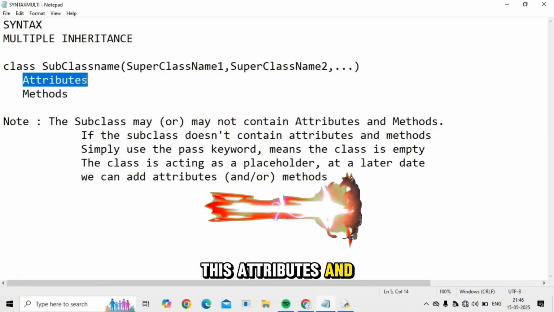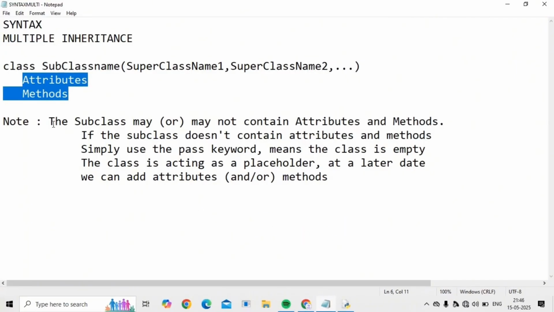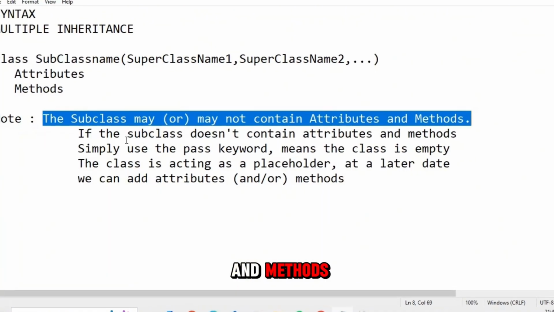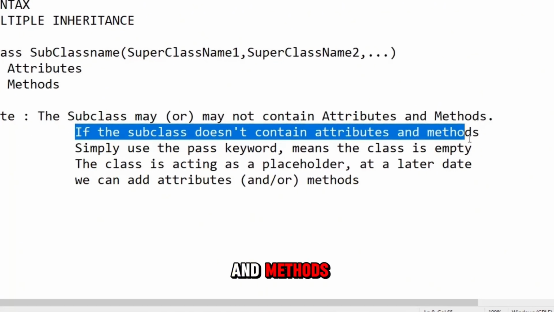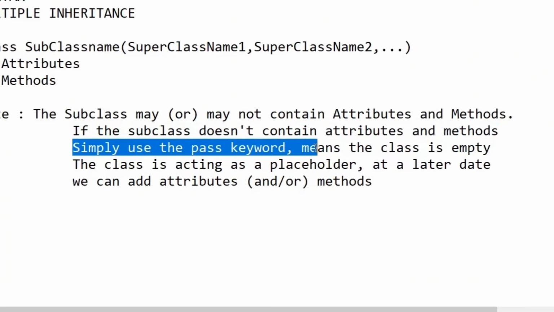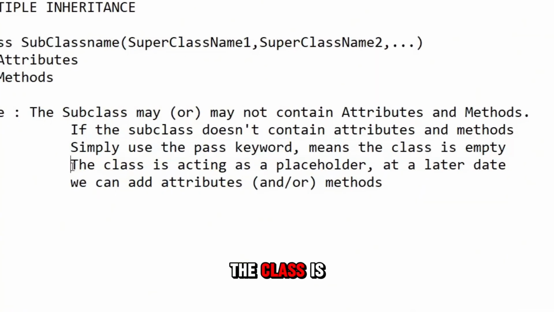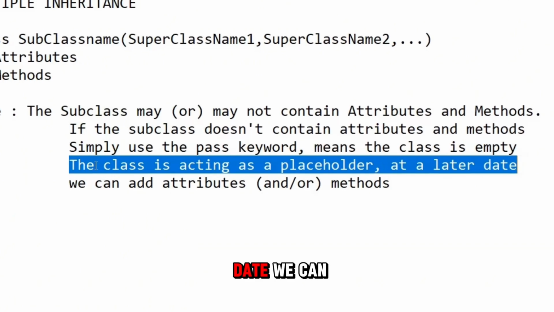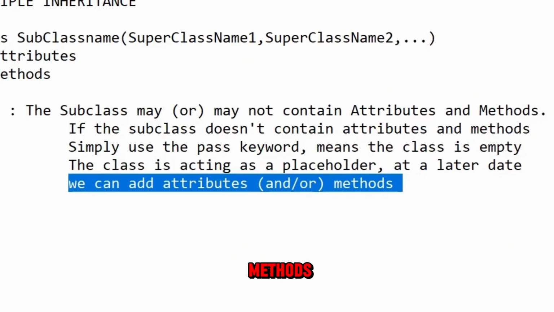These attributes and methods belong to the subclass. The subclass may or may not contain attributes and methods. If the subclass doesn't contain attributes and methods, simply use the pass keyword. It means the class is empty. The class is acting as a placeholder. At a later date, we can add attributes or methods.